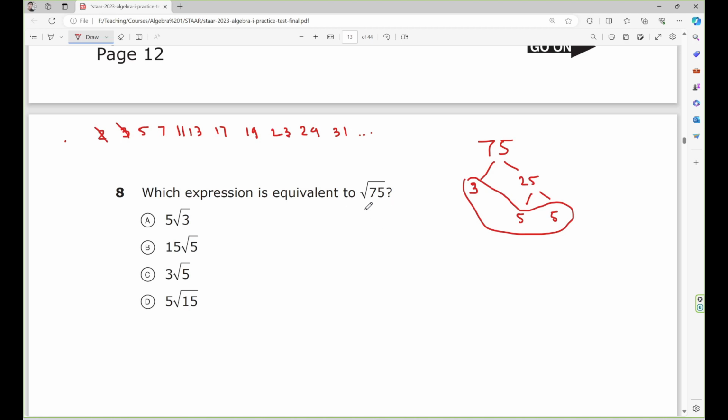Okay? So root 75 I rewrite as root of 3 times 5 times 5, which equals root of 3 times 5 squared. And then it's going to be root 3 times root of 5 squared. Now remember, root of 5 squared is going to be equal to 5. So 5 root 3. Alright, 5 root 3, so the answer must be B.